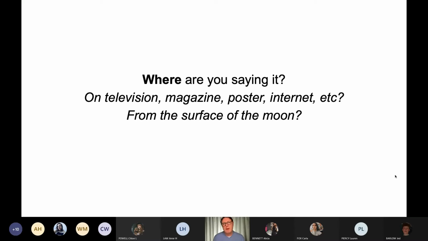The where are you saying it? What media do you intend to use? Is it going to be a poster, a magazine? Is it going to be online? Is it the internet? Is it from the surface of the moon? Yeah, that is really significant. Is it a roadside hoarding? And if so, where? And for what purpose? And is it relevant?